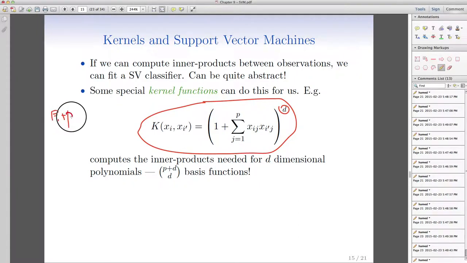So instead of writing it as beta 0 plus beta 1 x1 plus beta 2 x2 plus beta 3 x1 x2 plus beta 4 x1 squared plus beta 5 x2 squared, we can write it as 1 plus summation of all inner products to the power of d. D here is 2. So for polynomial degree d, let's say d more than 5 or 6, we'll have very long expressions and very hard computations. But by using kernels, we will have an easier life.